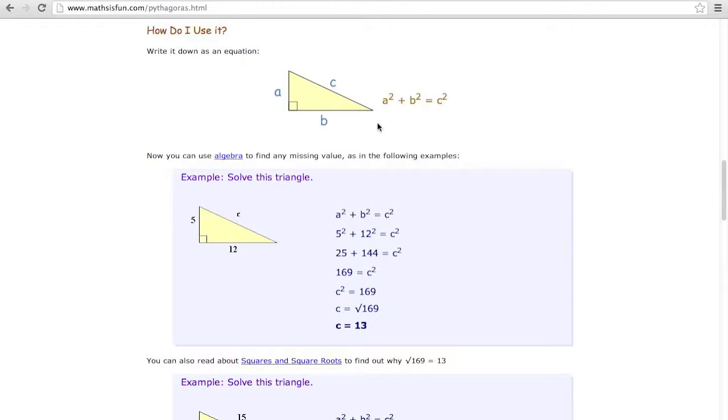What you can do with the Pythagorean theorem is if you have A and B, you can figure out how long the side C is, and you go through this formula here. Okay, that's the Pythagorean theorem.